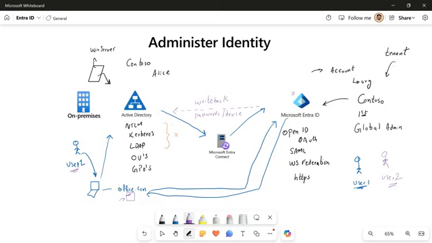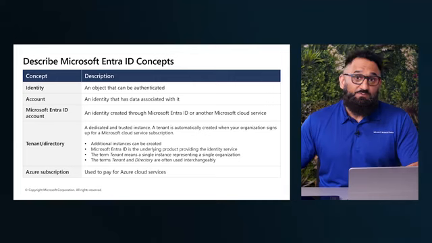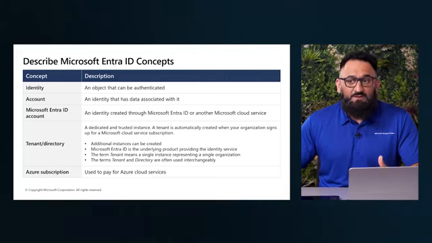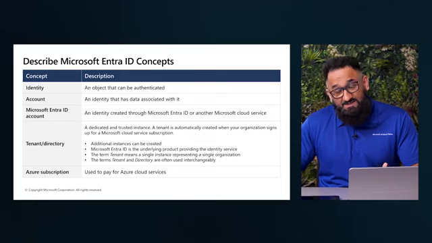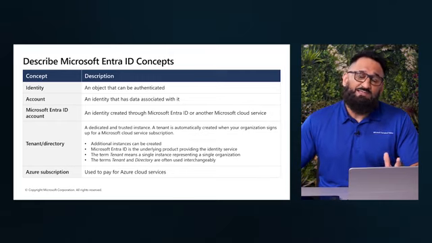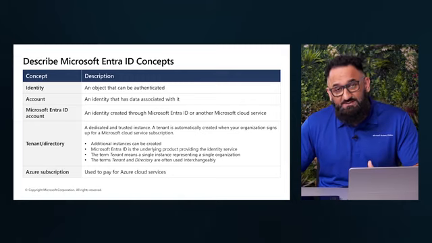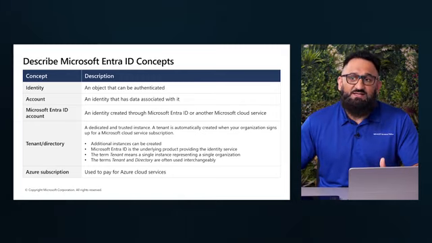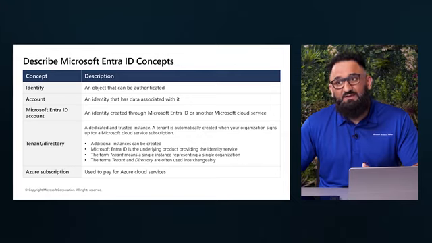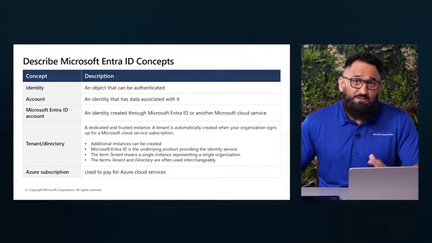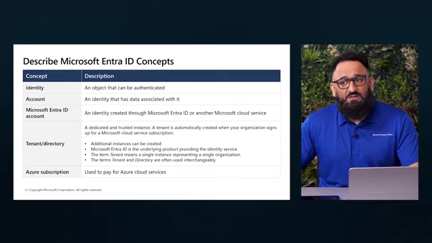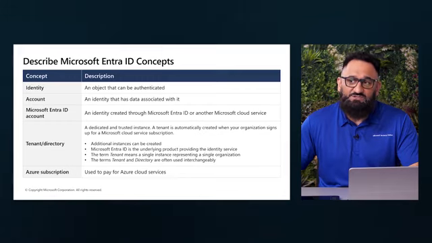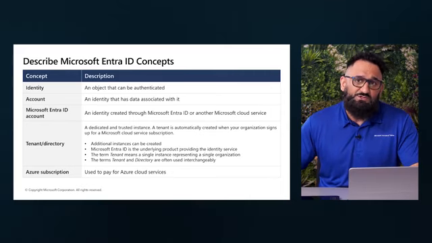Now, let's switch onto some details on the slides very quickly. So, just to cover these concepts in a bit more detail, an identity is an object that can authenticate. An account is simply data that's associated to that identity. And a Microsoft Entra account is an account that's created within Microsoft Entra ID or other Microsoft cloud services. As we mentioned earlier, a tenant is nothing more than simply representing an organization in the cloud environment and bringing in the details of the organization as we did for Contoso.